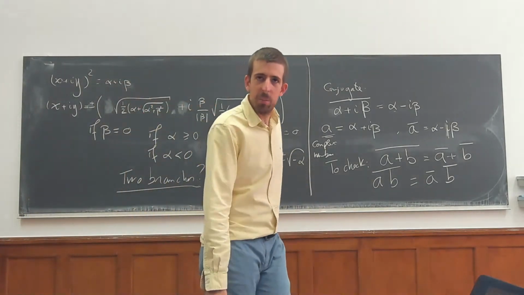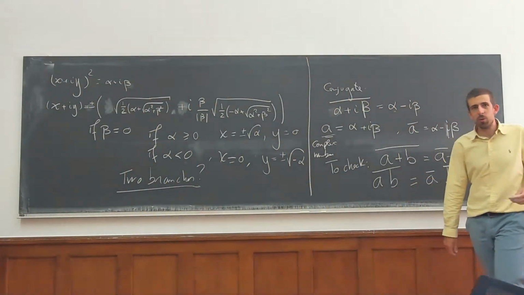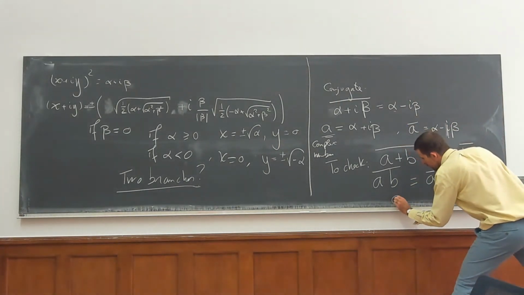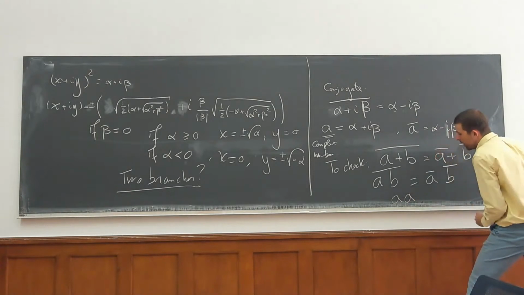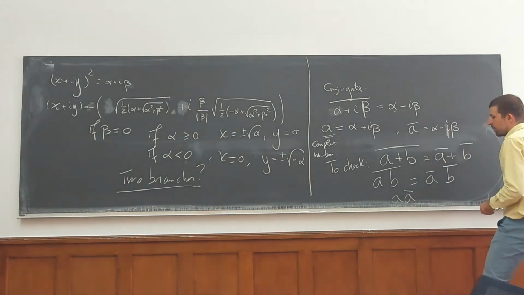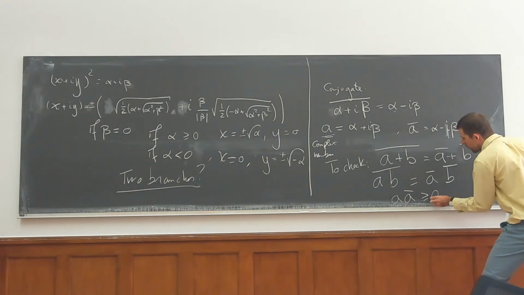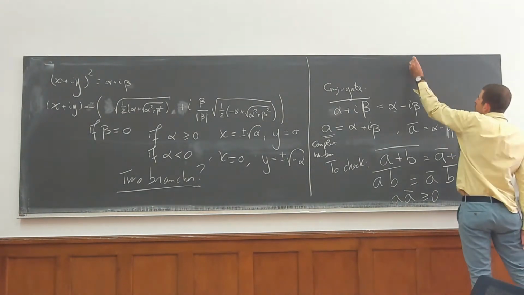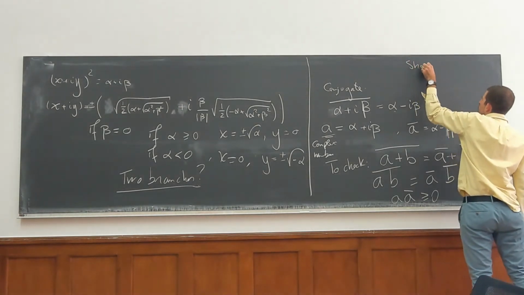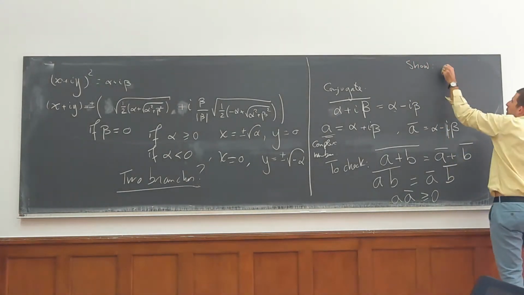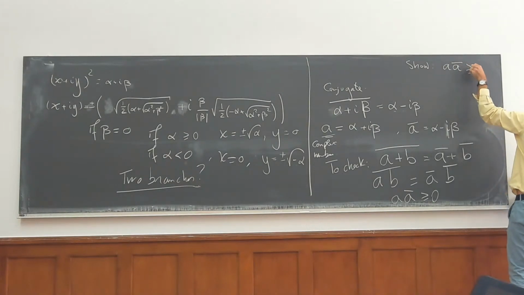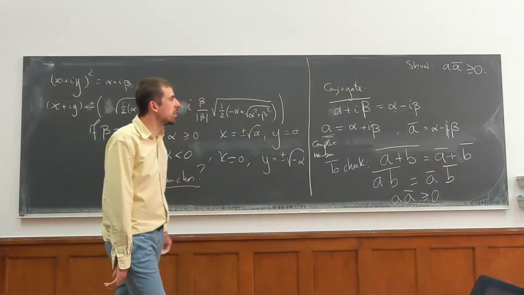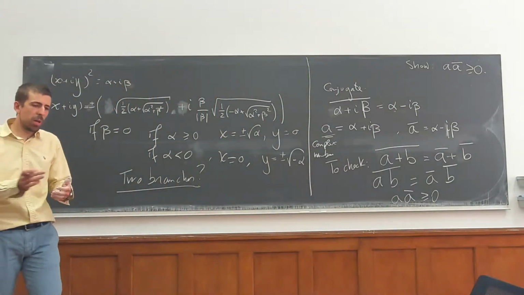Okay, and we're out of time. Let me write something else for you to think about, which is trying to show that the number A times its conjugate is greater than or equal to 0. What is A times A conjugate? Okay, and we're now out of time.